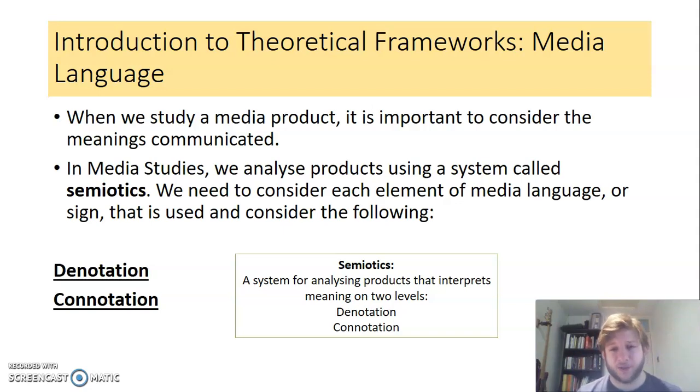In media studies we analyse products using a system called semiotics. We need to consider each element of media language or sign that is used and consider the following. So we consider denotation and connotation, and this is a type of semiotics. Semiotics essentially means interpretation, and the language we use to interpret things. There's lots of new terms that will be put to you in this lesson, but it's essentially all about analysing, and it's the terms that we use in media studies to describe the analysing that we do. It's nothing too complicated, you'll see as I explain further.